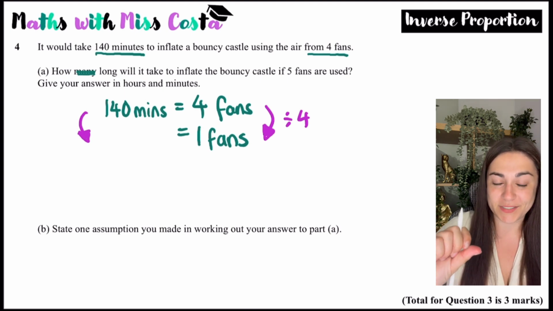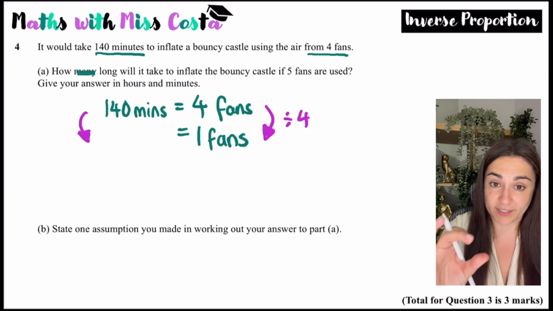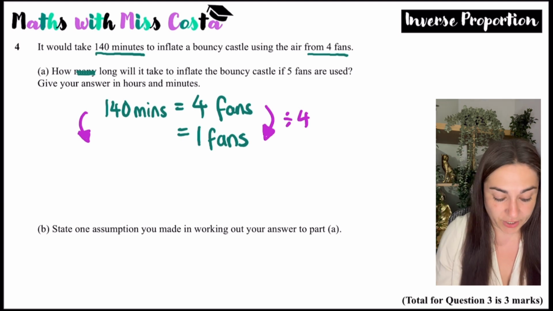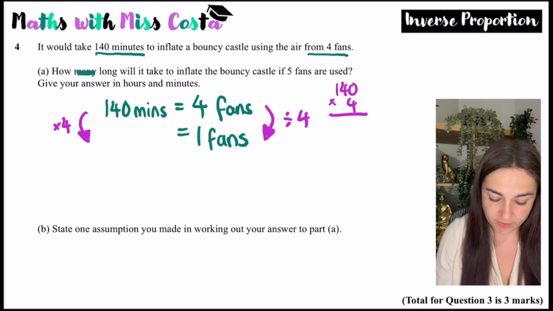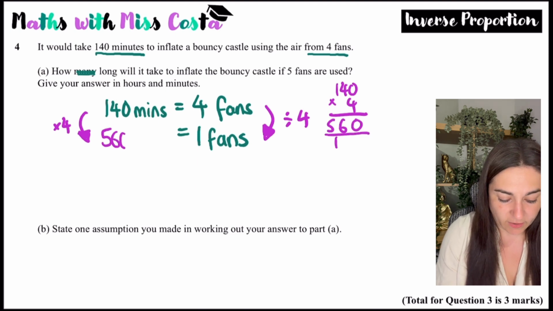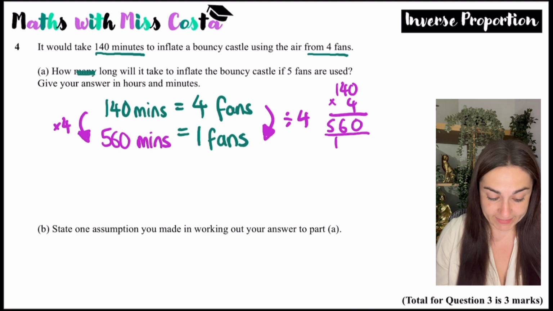So inverse proportion is the direct opposite of direct proportion, where what you do to one side you do to the other. So here I'm going to multiply by 4. So 140 times by 4, you can use whatever method you like. 4 times 0 is 0, 4 times 4 is 16, 4 times 1 is 4, plus the 1 is 560. So I know that if only one fan was blowing air in, it would take 560 minutes.